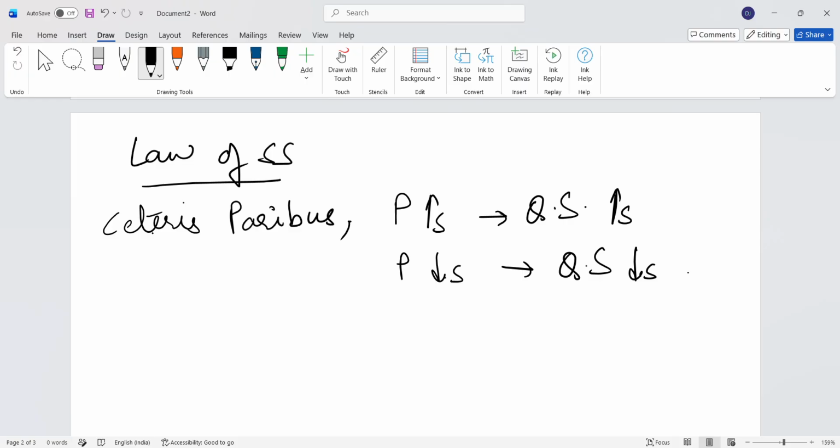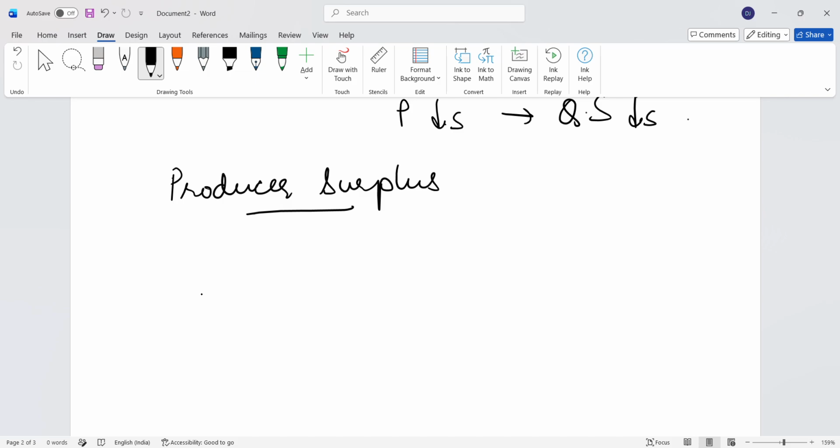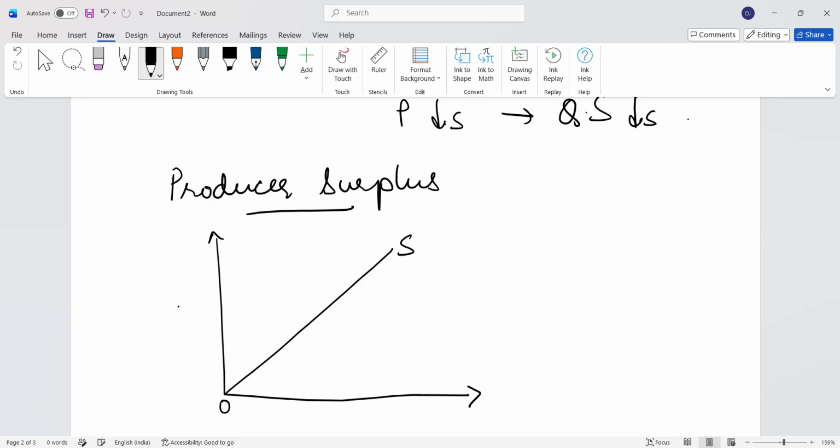Then we come to, just like we had consumer surplus under demand or consumer theory, we also have producer surplus. All right. So I'll draw the graph again, a very simple one. Let's say that's my supply curve starting from origin. And let's say my price is this much, and that's my quantity supplied.